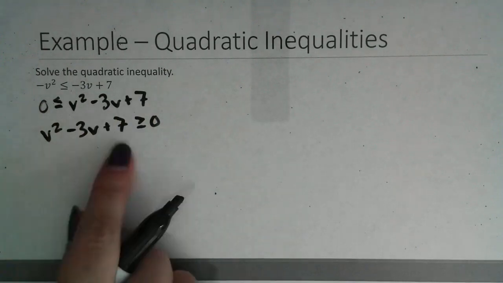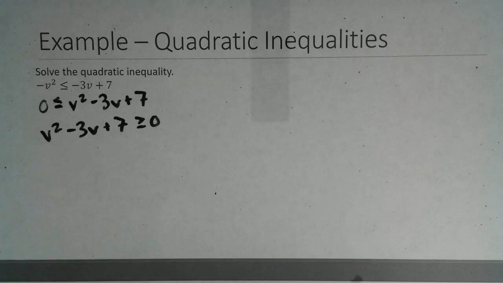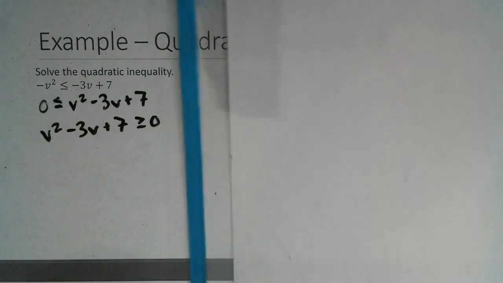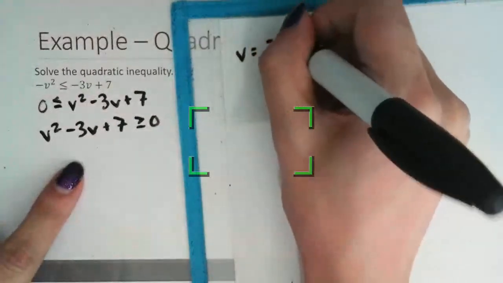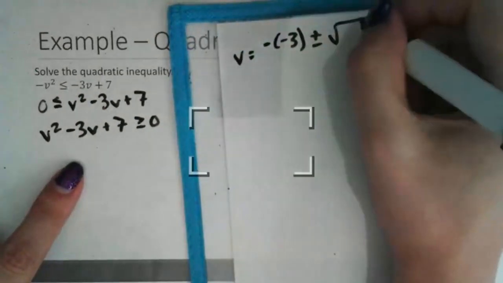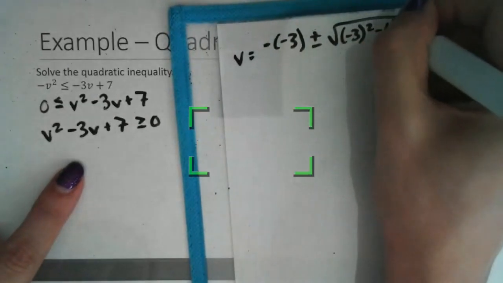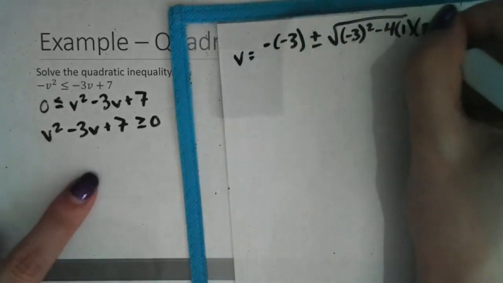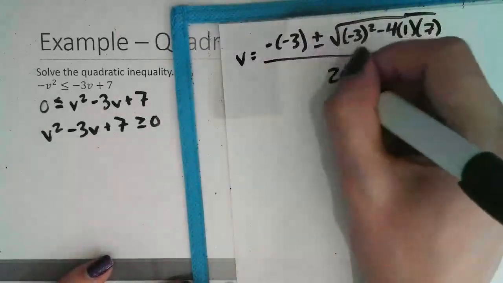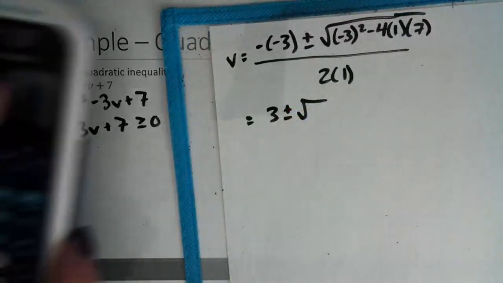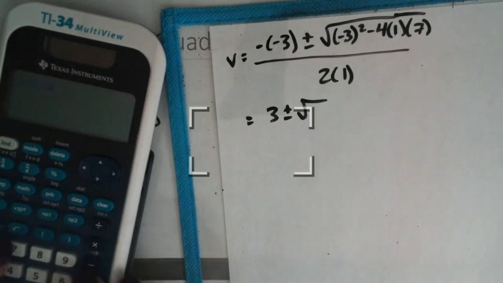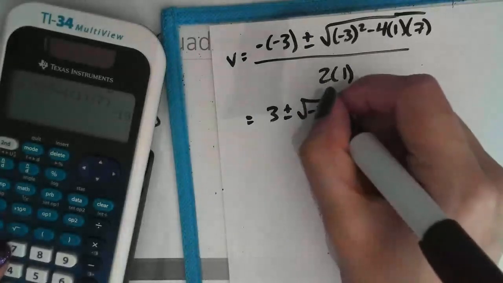All right, if I did a times c, that's 1 times 7, that's not going to factor. So we're going to have to use the quadratic formula. So we will have v is equal to negative negative 3 plus or minus the square root of negative 3 squared minus 4 times 1 times 7, all over 2 times 1, which is positive 3 plus or minus the square root of negative 3 squared minus 4 times 1 times 7, which is negative 19, over 2.